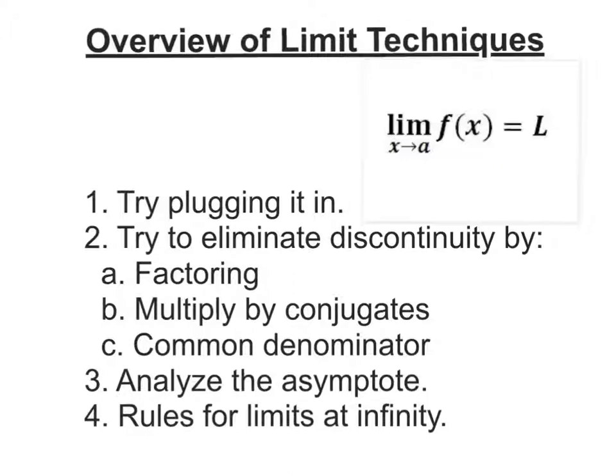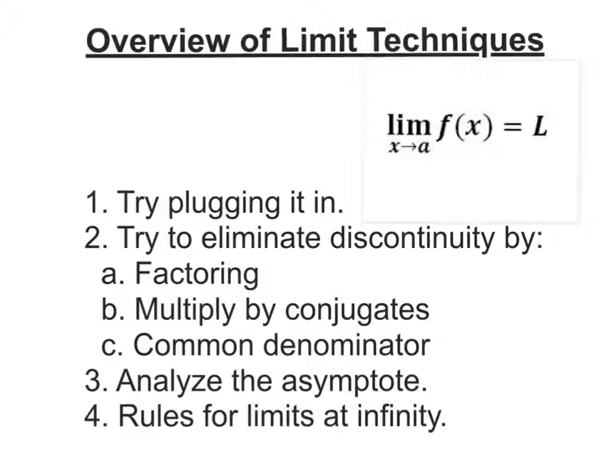If you can't plug it in, like if it's discontinuous there, if you end up with a 0 in the denominator, then in step 2 you have 3 different things you can try in order to get rid of that discontinuity or cancel out the piece that is giving you the 0 in the denominator. You should try factoring. If you have square roots, you can try multiplying by conjugates. And if you have fractions, you can try to get a common denominator and then do some kind of factoring and canceling.